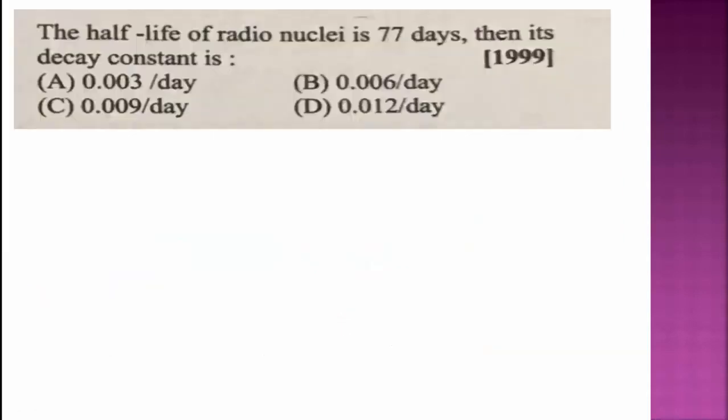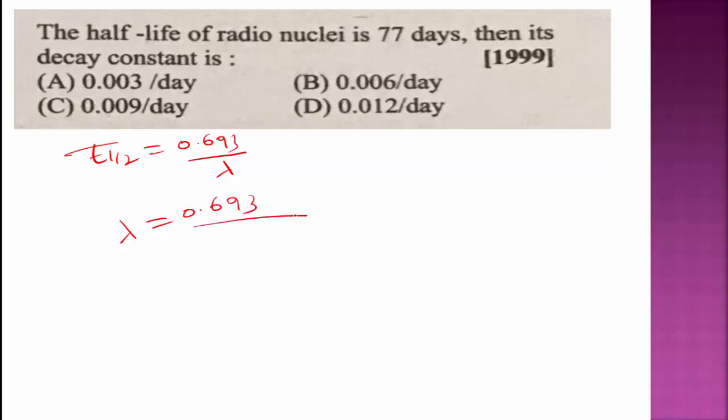And the next problem is the half-life of radioactive nuclei is 77 days. Then its decay constant is. Here we know the formula for the half-life period, that is T half is equal to 0.693 divided by lambda. The half-life of a radioactive nuclei is 77 days. Then it is a decay constant. Here lambda is the decay constant.